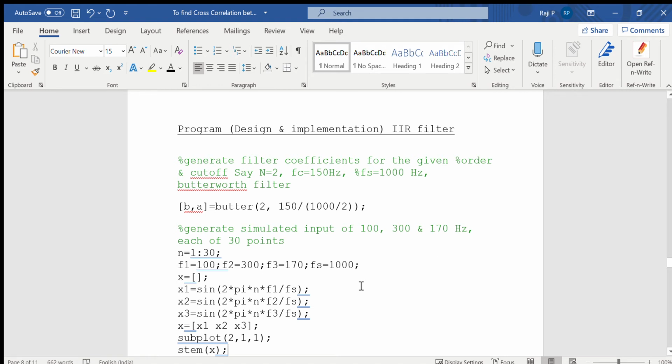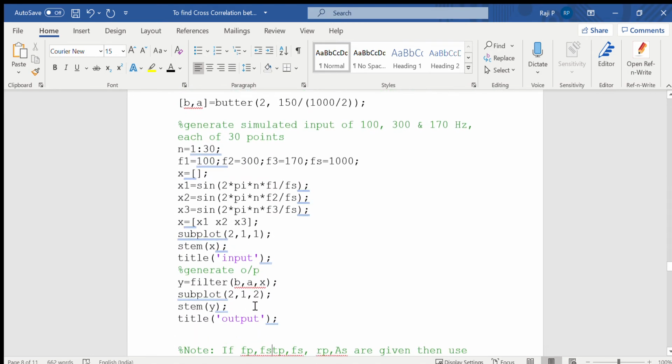So the first program is very similar to the FIR filter. The only thing is that the Butterworth filter is used here. In order to generate the Butterworth filter coefficients, the function is butter of n comma fc divided by fs by 2. This will generate the numerator and denominator coefficients. In case of an FIR filter, the numerator is 1, but in case of IIR filters, you have both numerator and denominator.